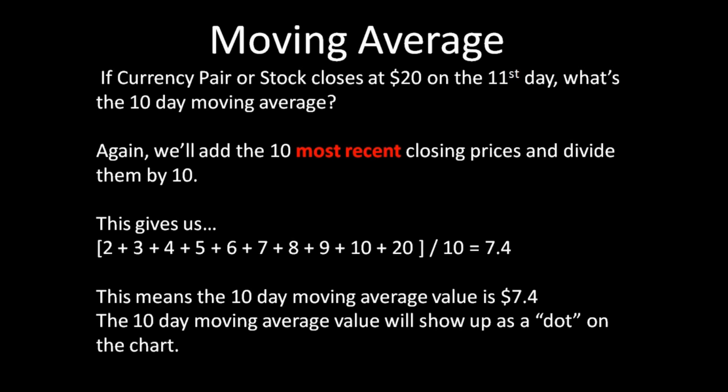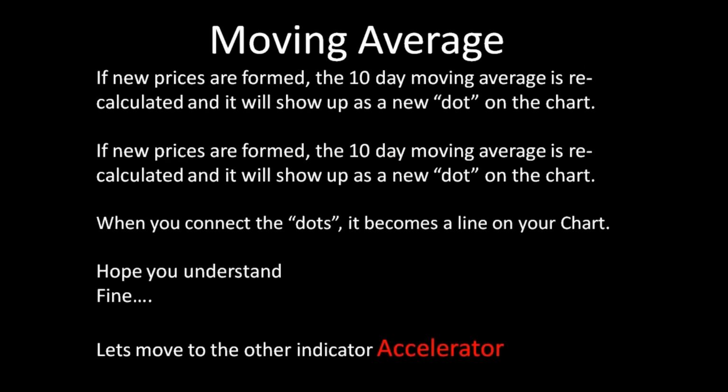The 10-day moving average value will be shown on the chart as a dot. If new prices are formed, the 10-day moving average is recalculated and will show up as a new dot on the chart. You may wonder, if it is formed as a dot, then how can we get a line? When you connect all the dots, it becomes a line. That's it. Hope you understand.